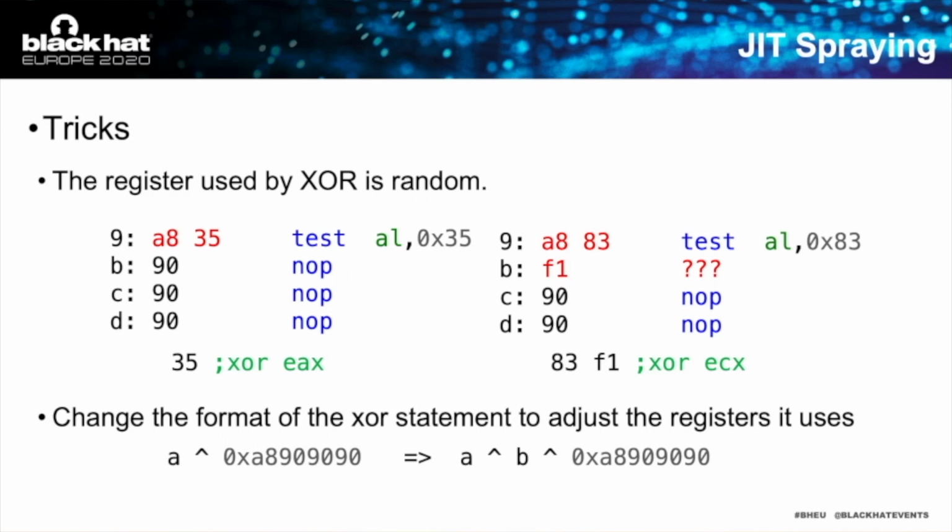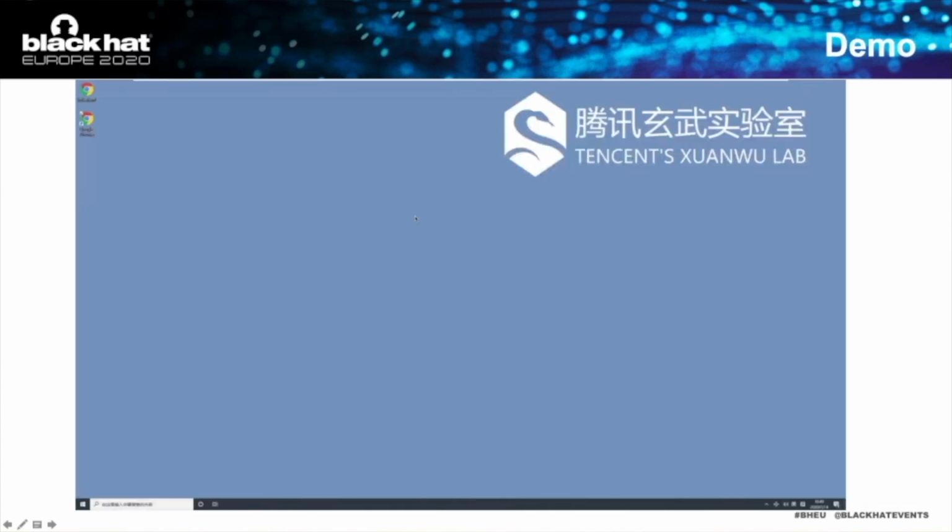The XOR EAX instruction only needs 1 byte. It's a perfect gadget. XOR with other registers all needs 2 bytes and can't be used as shellcode. We can change the format of the XOR statement to select the suitable register. Here is the demo where we exploit Chrome stable version 79.